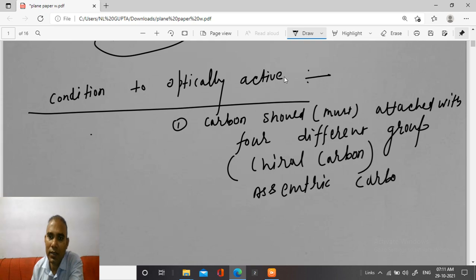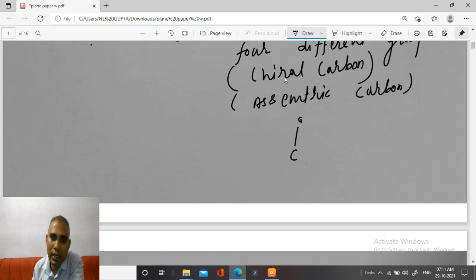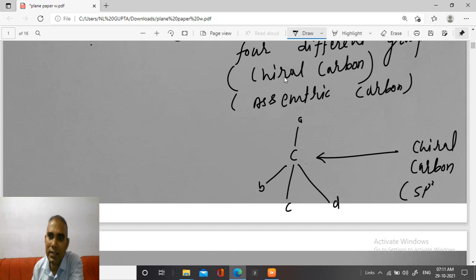The point is, student, if I am having a compound, what is the meaning of this? This is the carbon. Here A should be different, B should be different, C should be different, and D should be different. And this carbon is known as chiral carbon, and its hybridization is always sp3. That is the first condition.